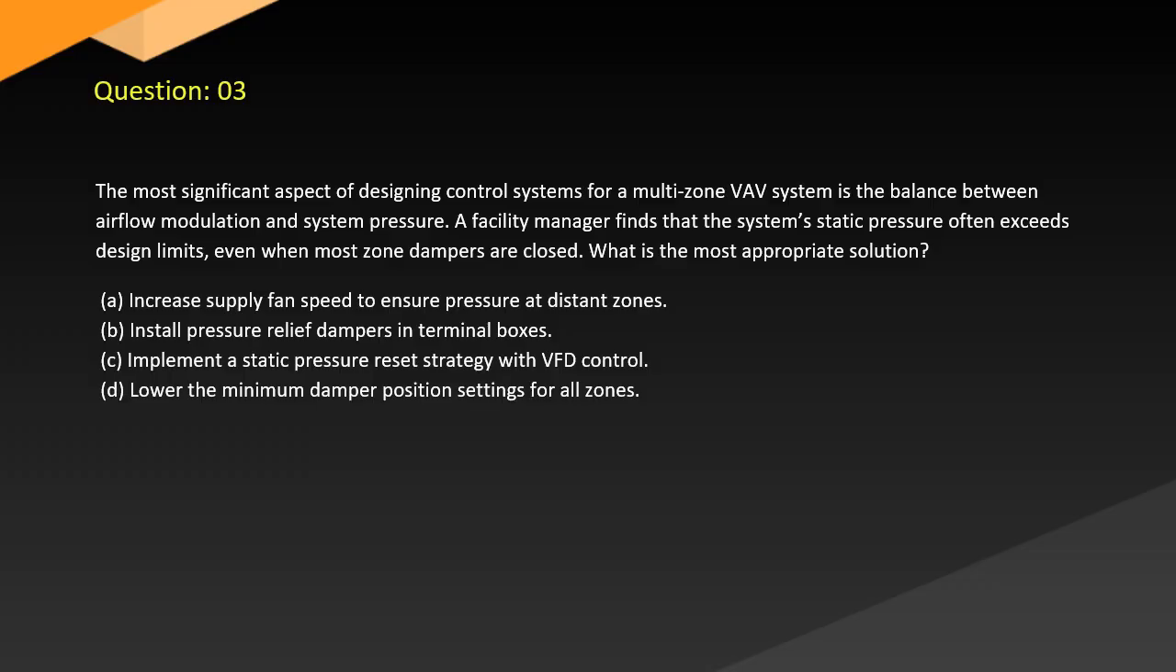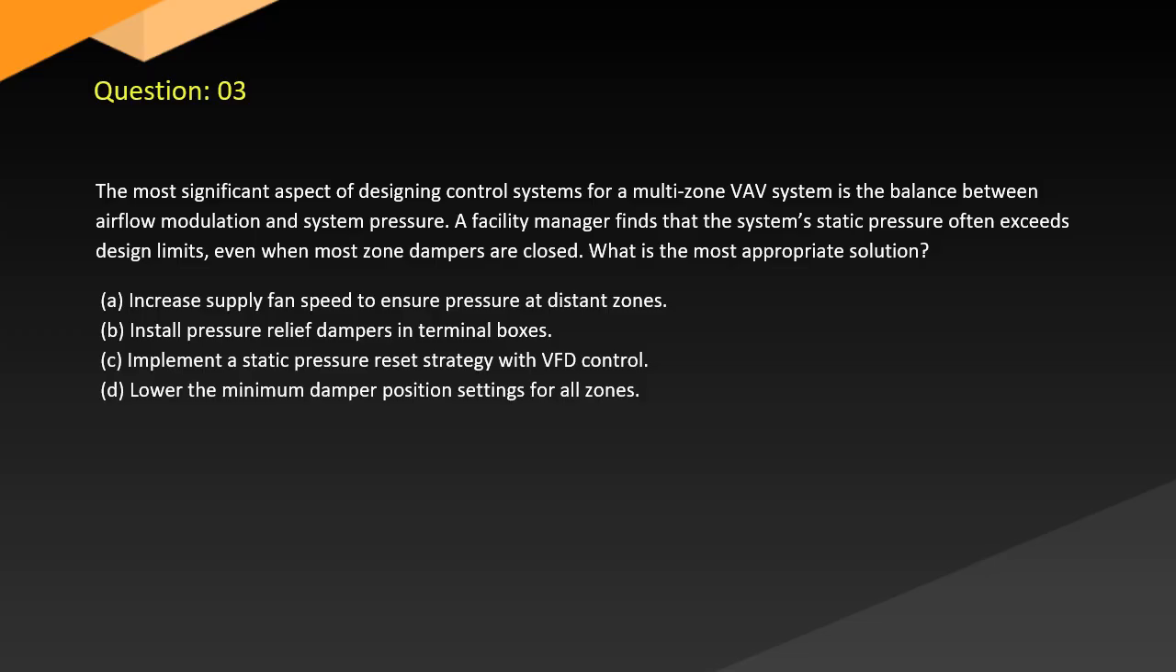Question 3. The most significant aspect of designing control systems for a multi-zone VAV system is the balance between airflow modulation and system pressure. A facility manager finds that the system's static pressure often exceeds design limits even when most zone dampers are closed. What is the most appropriate solution?